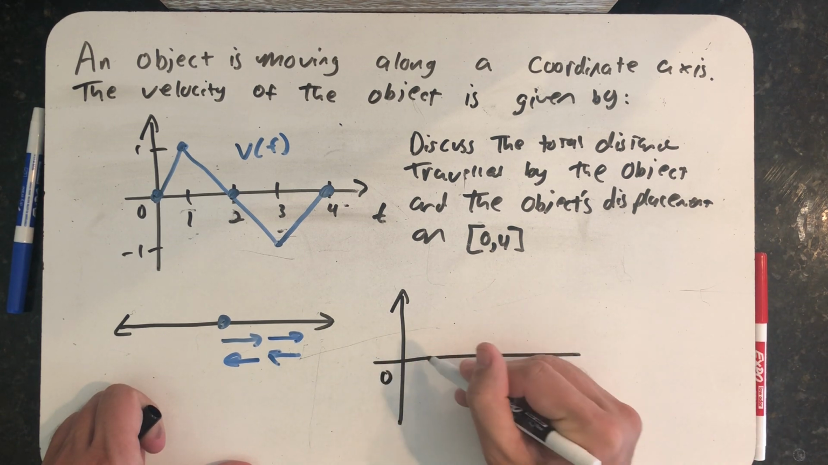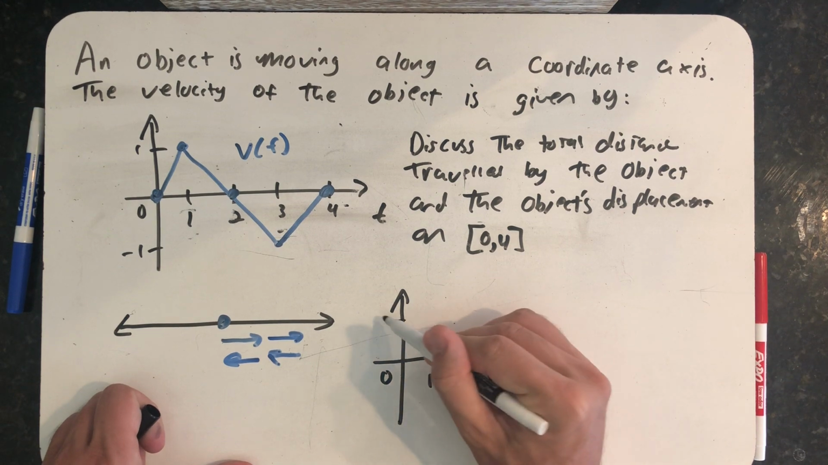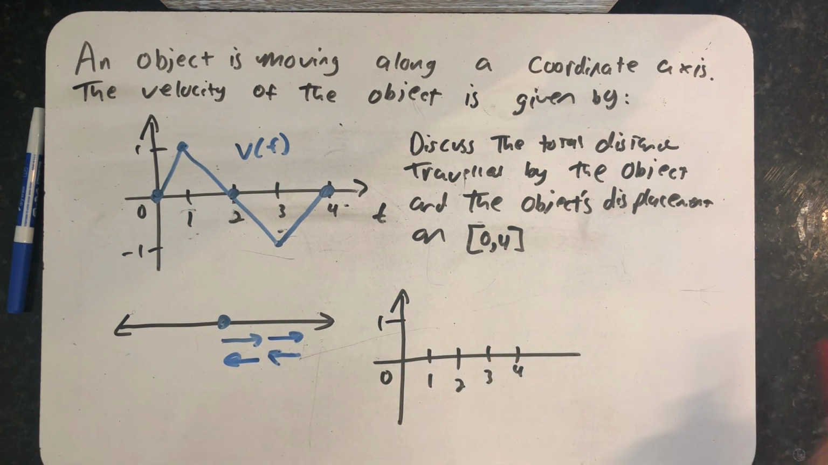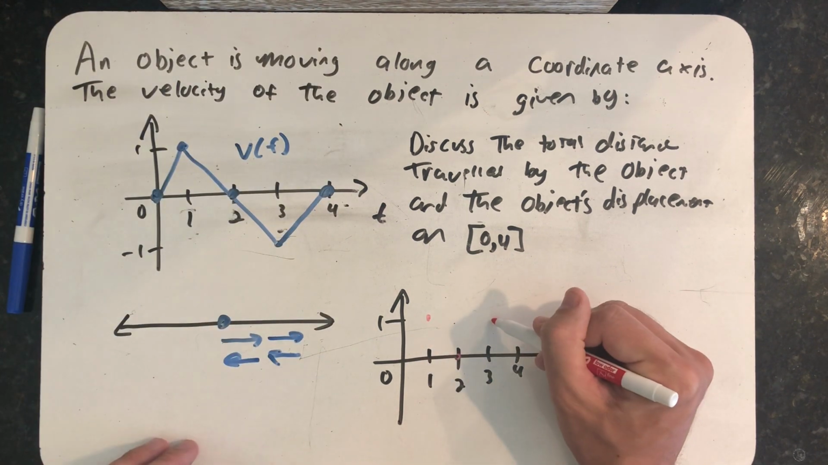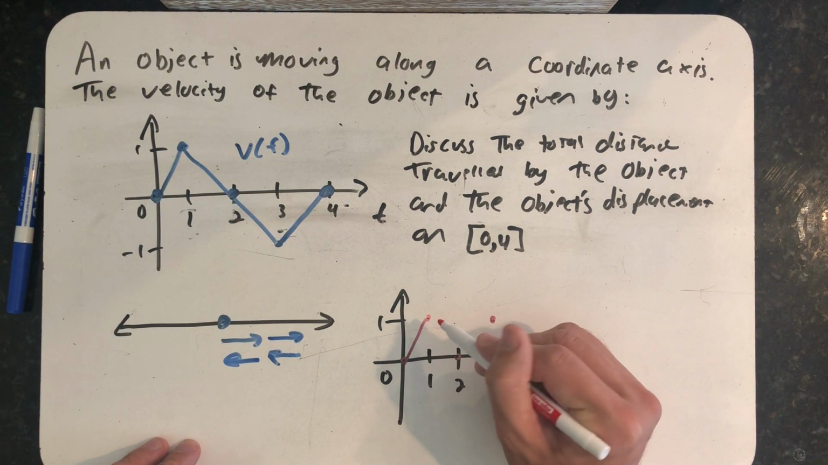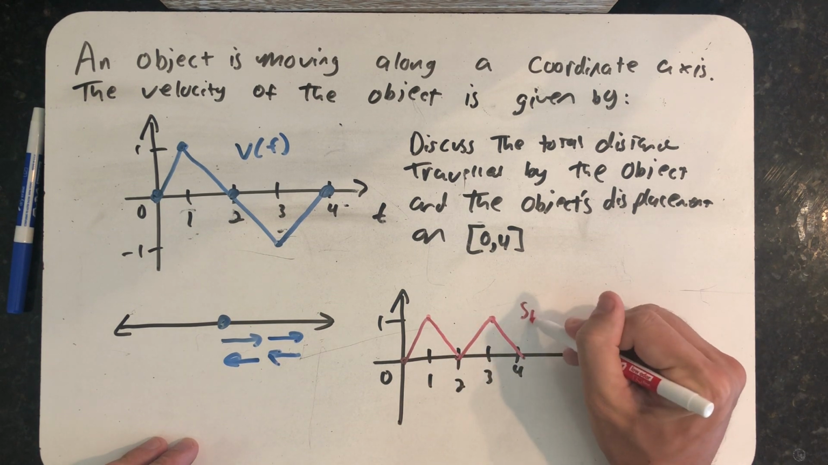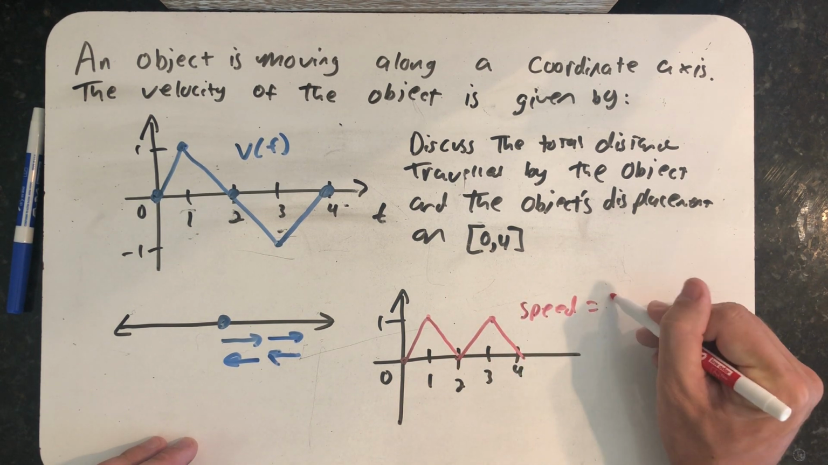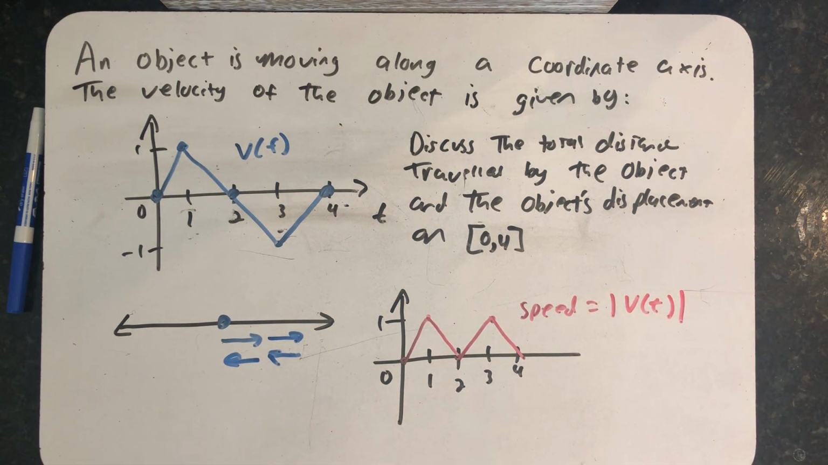Now, for total distance traveled, our approach was to think about the graph of speed, which is the same graph, just with this bit flipped over, because the negative values become positive when I find the absolute value. Speed is the absolute value of velocity.